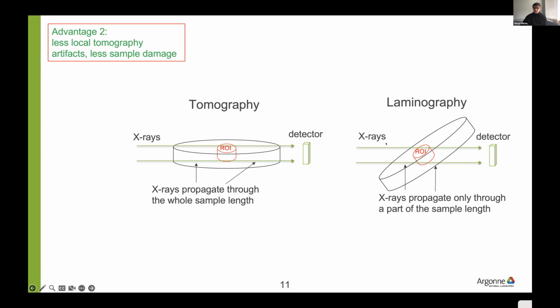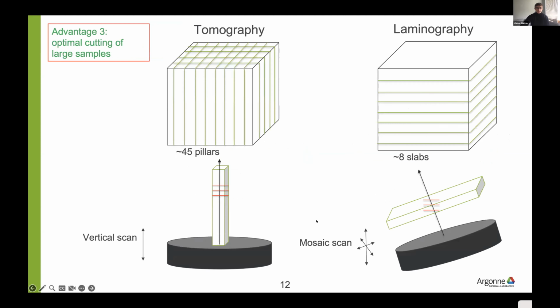In laminography, we decrease the amount of these local tomography artifacts because X-rays propagate not through the whole sample, but just through a part that is much smaller than in tomography. And of course, in this case, we don't damage the sample on the border, for instance, here and here. So this is the second advantage. The third advantage is that laminography is more optimal for scanning large samples.